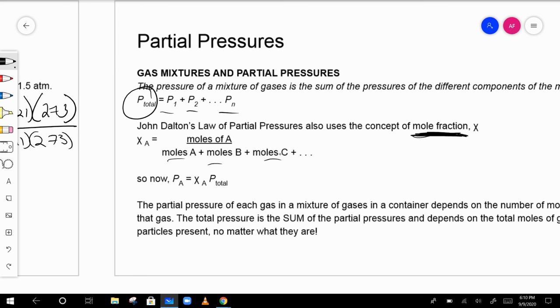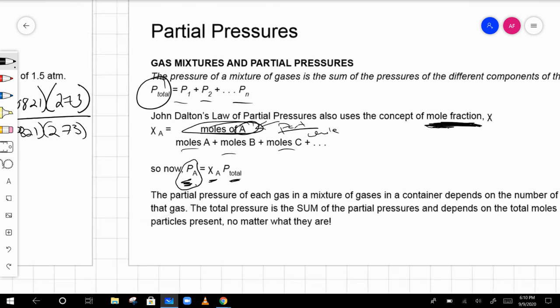The mole fraction is just part over whole, right? So the moles of whatever you're looking for over the moles of everything. And if you want to know the pressure of that individual gas, you take its mole fraction times the total pressure, and you'll get it. Okay. Next, moving on.